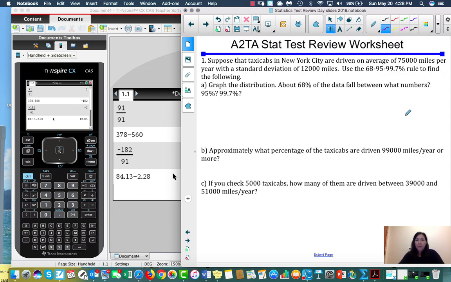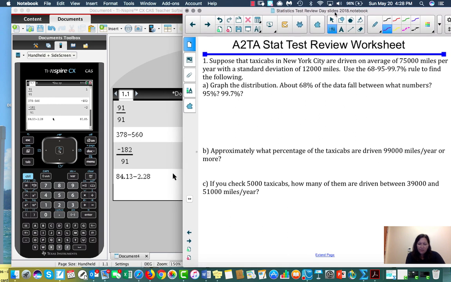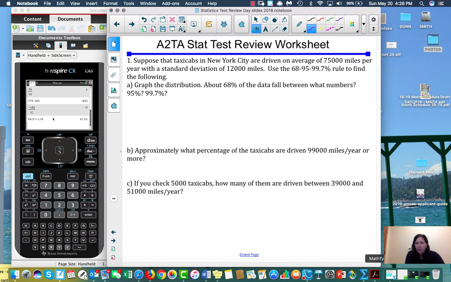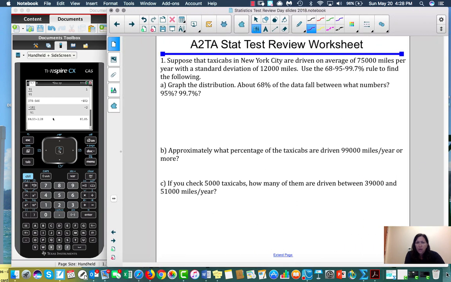Does it or not? Now this right here is the statistics review worksheet that you all have. And so I'm going to go over the 4 problems on here.